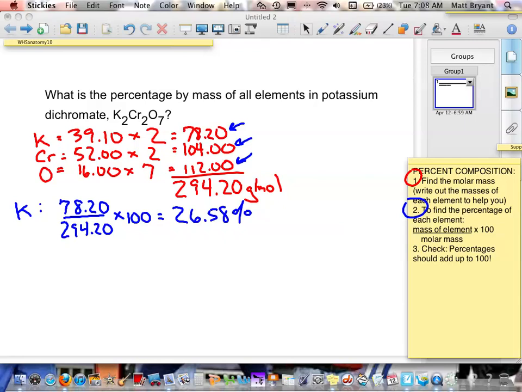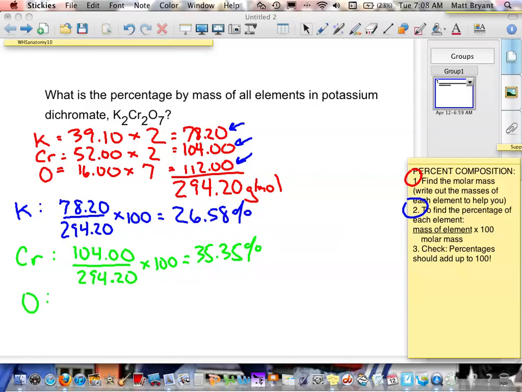So now we have chromium. Do chromium down here in green. And chromium has a mass of 104, which we saw up above. We divide that again by the molar mass, which is 294.20. That hasn't changed. And we get an answer of 35.35%. And finally, we have oxygen. We have a mass of 112 for oxygen. And we divide again by the molar mass, 294.20. We multiply by 100 because it's a percentage. And the percentage of oxygen in this compound is 38.07%.